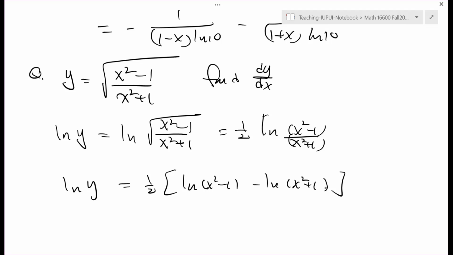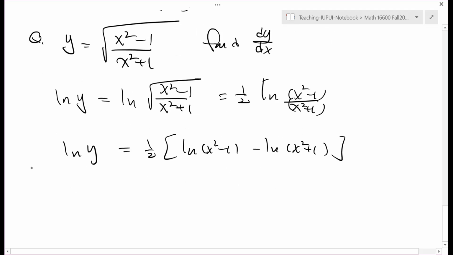You differentiate both sides with respect to x. The left-hand side, what do you get? You get 1 over y times the derivative of y, right? We agree, because y is not x. So when you differentiate natural log of y, you get 1 over y by the chain rule, times the derivative of y with respect to x. That's okay, it's simple. Then for the derivative of x squared minus 1, you just put x squared minus 1 in the denominator.